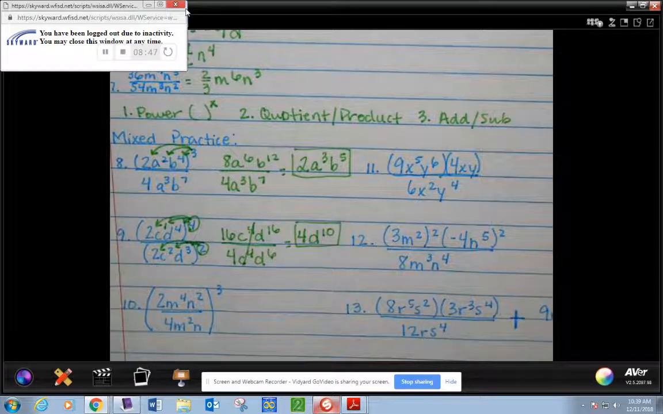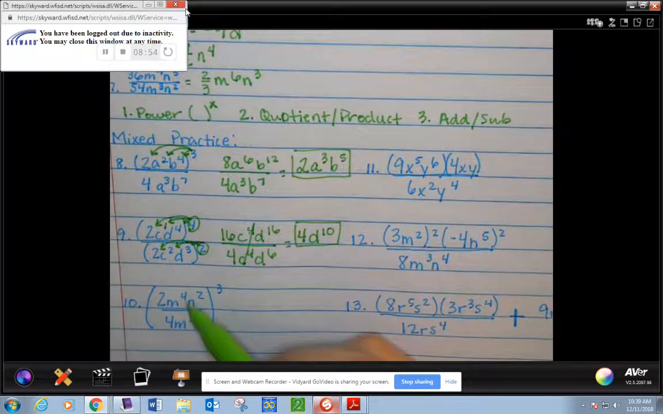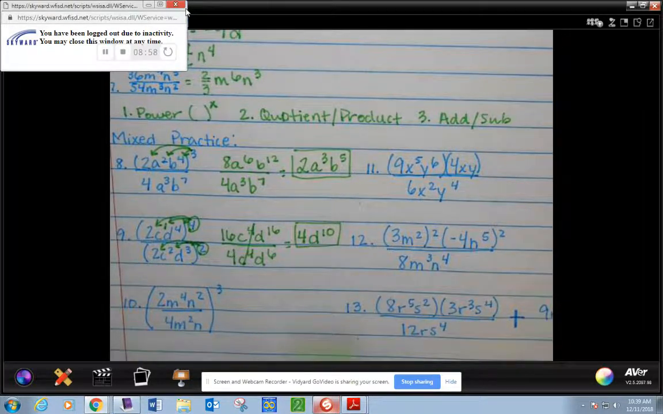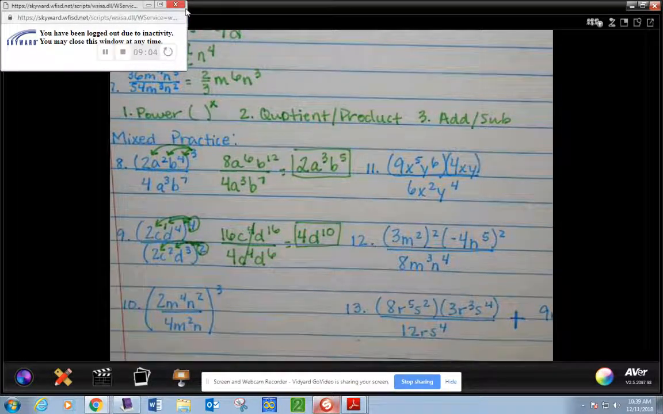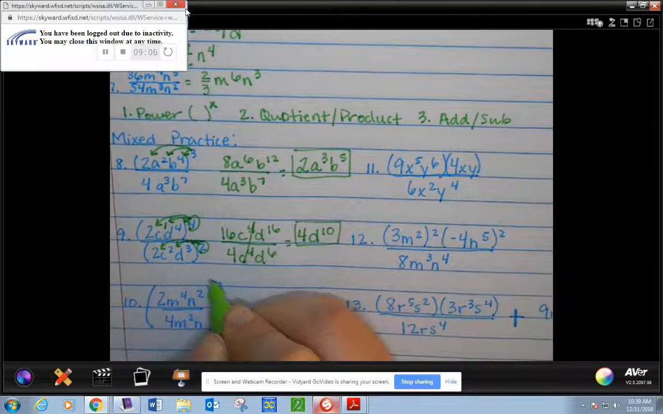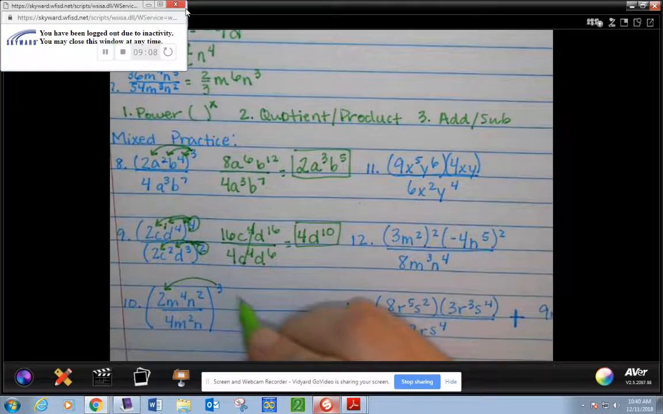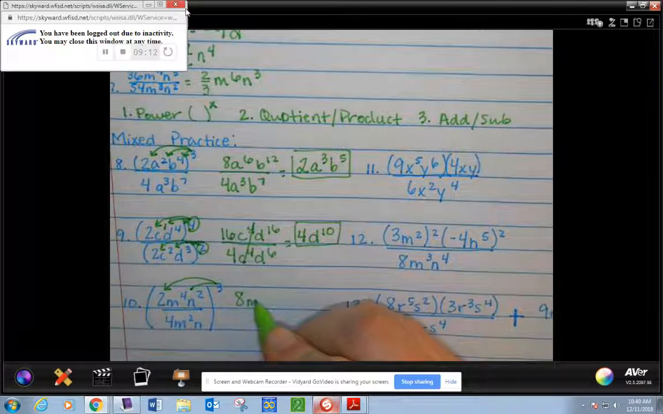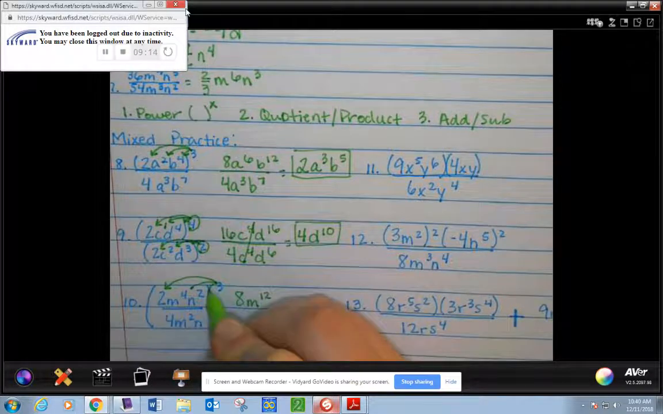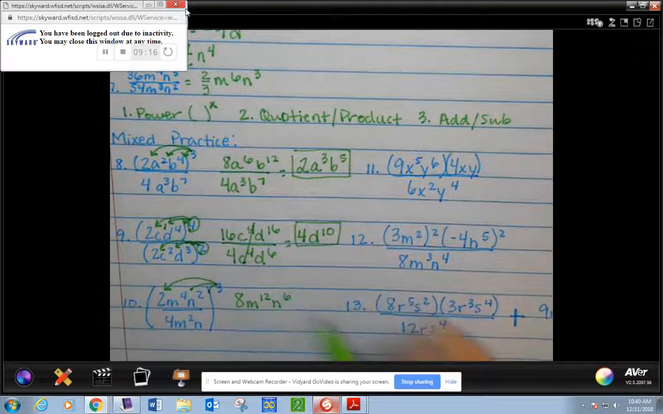Okay, for example 10. This one's just written a little differently. So for this one, you have 2m to the 4th n squared divided by 4m squared n, and it's all to the 3rd. Since the 3rd is on the outside, that 3 goes to everything. So we're going to do 2 to the 3rd. 2 to the 3rd is 8. And then I multiply my exponents. So I get m to the 12th and n to the 6th.